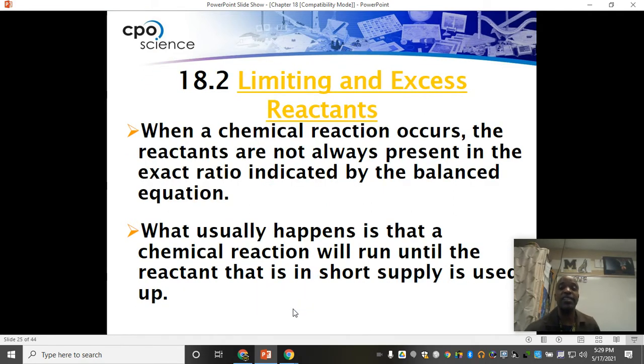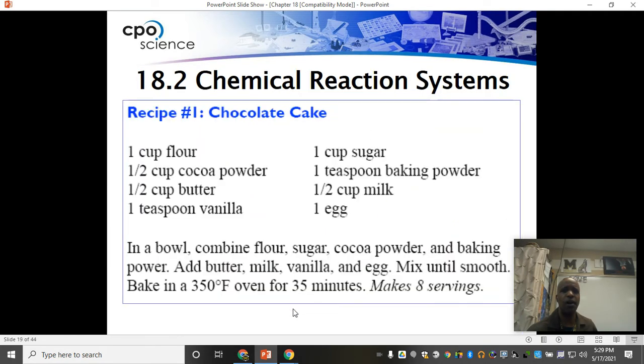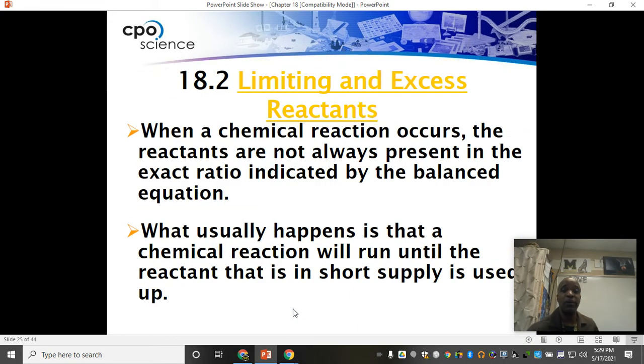Limiting and excess reactants. When a chemical reaction occurs, I didn't end my first lesson. Oh, I am in the second lesson. Sorry, guys. Sorry.